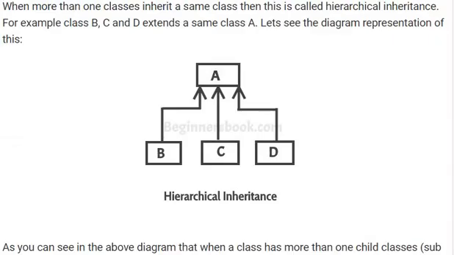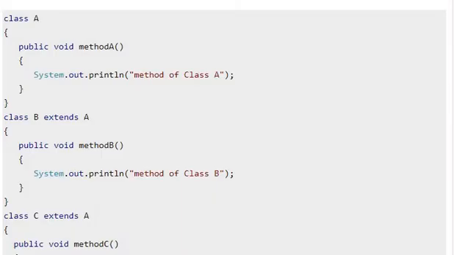So we have hierarchical inheritance. From A, B is created and C is created and D is created. Look at the demonstration program. We have base class A with one method. The name of the method is method A. From A, B is created and we have method B.